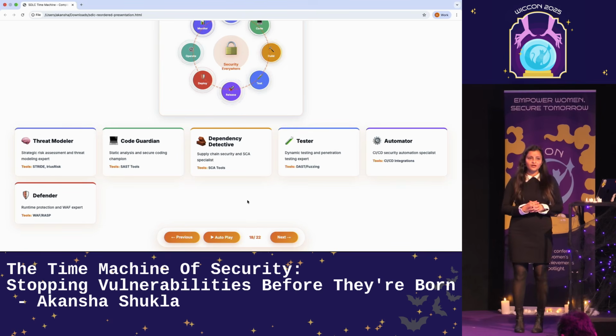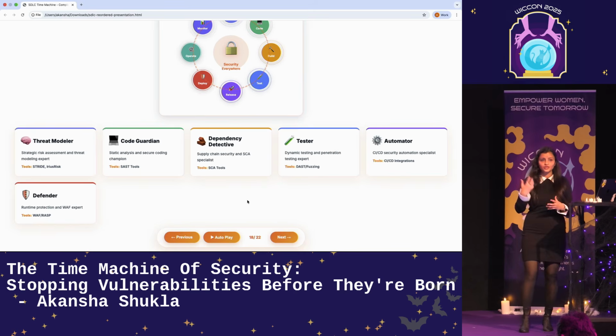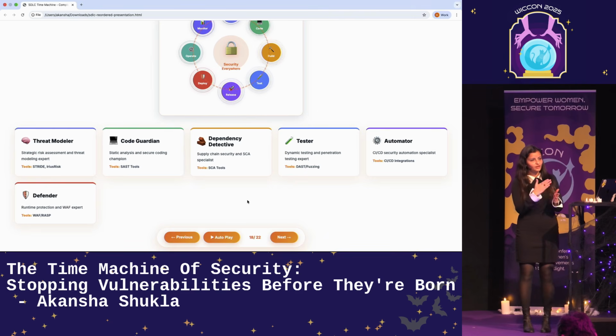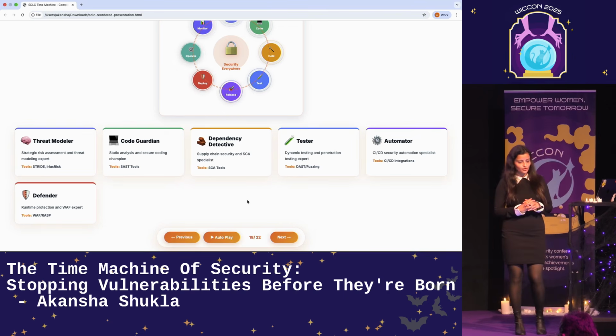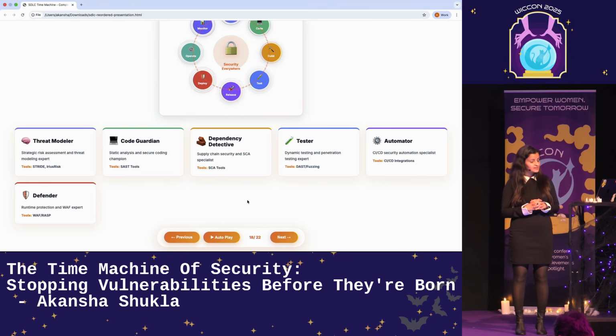So first is the Threat Modeler, who are the strategic brains creating those difficult architectures where you see, okay, this is the flow of our application, this is how our application is working. So they are the strategic brains. Then comes our Code Guardian, where we do code analysis. They check what kind of code it is, how they are writing the code, if they have proper standards or not, if they are implementing them. So they are the Code Guardians. Then we have Dependency Detectives. They are like supply chain security people, who are doing the software composition analysis.